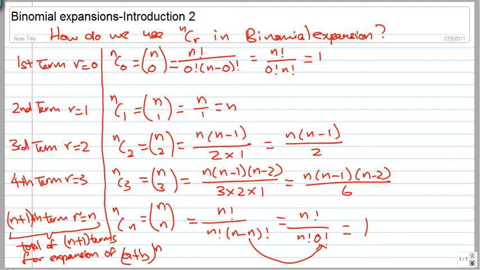So for the first term, we have to use NC0. Second term, we use NC1. Third term, NC2. Fourth term, NC3. Fifth term, NC4. So just know this first. In the next lesson, I will introduce you to the formula for binomial expansions.